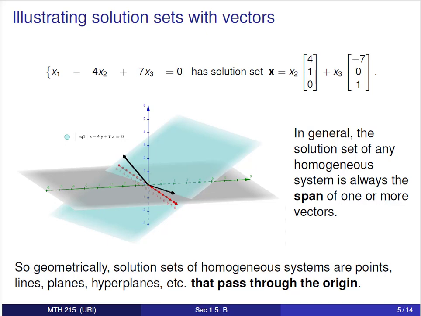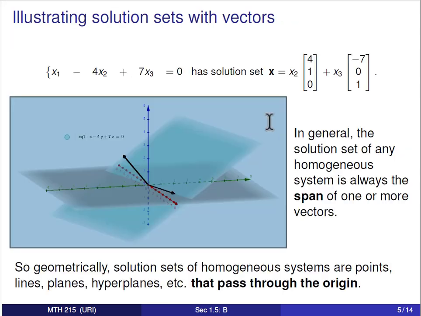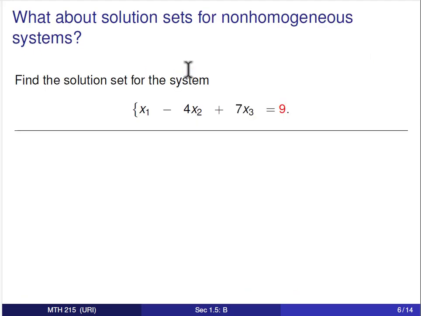Okay, we've talked about solution sets for homogeneous systems. We've given you even a nice geometric description of what the solution sets look like. But what would happen if we were to look at the solution set of a non-homogeneous system? So let's take a look at a very similar system to what we just had. We had earlier the solution x1 minus 4x2 plus 7x3 equals 0. What if we started with x1 minus 4x2 plus 7x3 equals 9? So this system is non-homogeneous because we don't have 0 on the right-hand side of the equation.